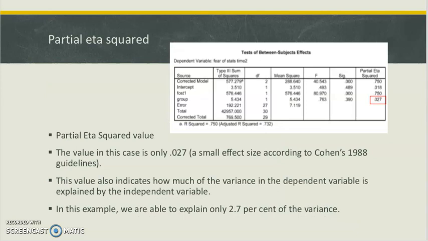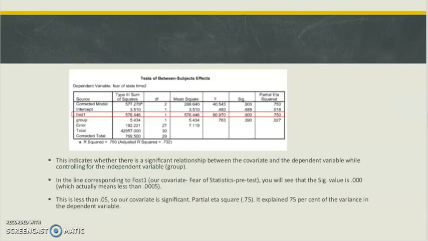So what's the function of the partial eta squared value? The value in this case is only 0.027, which means there is a small effect size. This value also indicates how much of the variance in the dependent variable is explained by the independent variable. So in this example, we are able to explain only 2.7% of the variance.